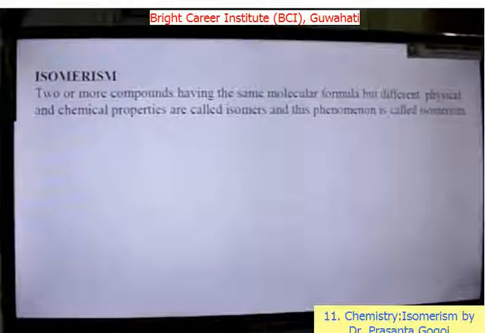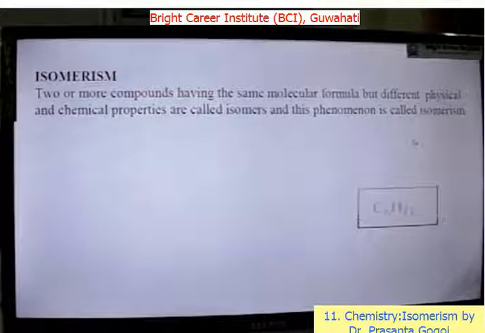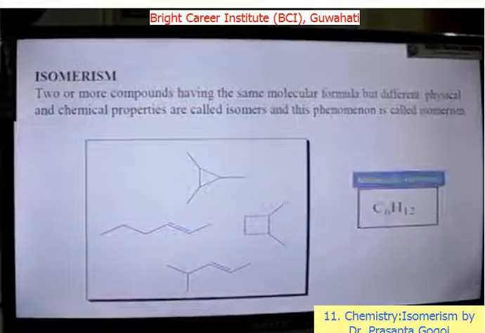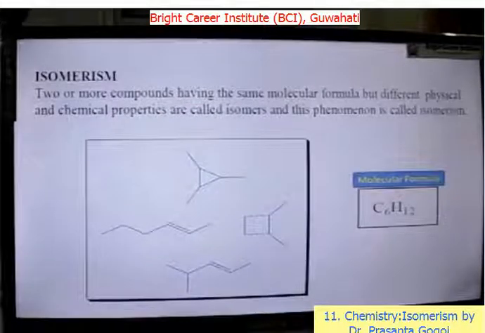Two or more compounds having the same molecular formula but different physical and chemical properties are called isomers, and this phenomenon is called isomerism. Say example C6H12. These have different structures and they have different physical and chemical properties. So these all are isomers of C6H12.